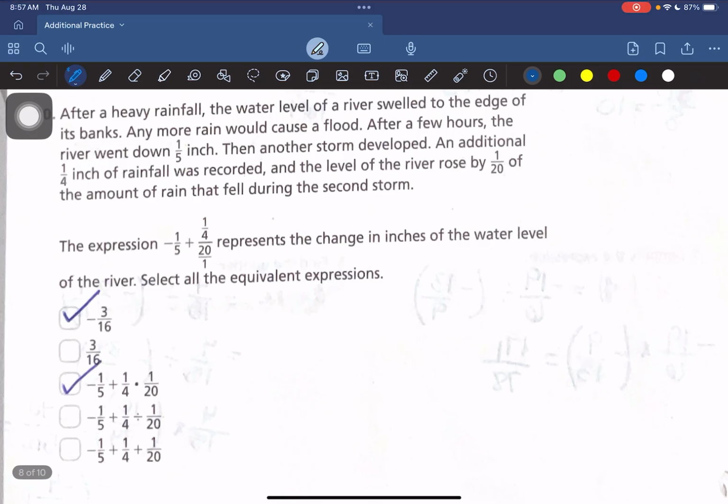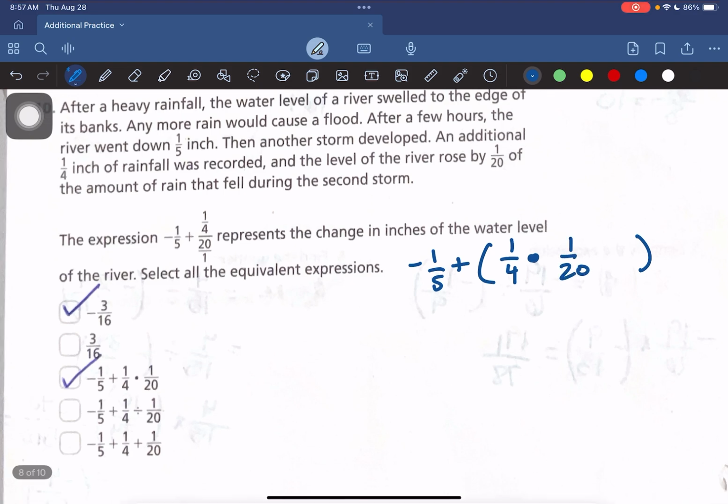So right here, we know that our answer at the end is going to be negative, but we need to look at what's going on here. -1/5 plus, and then we've got a division question. When we're thinking about PEMDAS, doing things in the correct order of operations, we would have 1/4 because we keep it. We would change division into multiplication, and that 20 over 1 would become 1 over 20. So continuing to work that out, we would get 1, because 1 times 1 is 1, and then 4 times 20 is 80. I would need to find a common denominator.